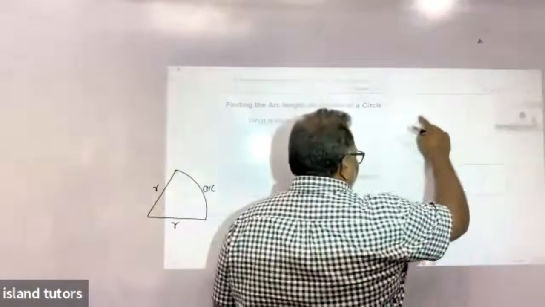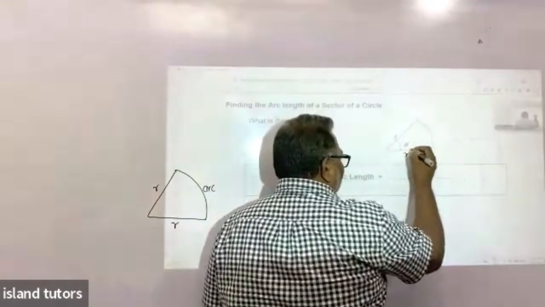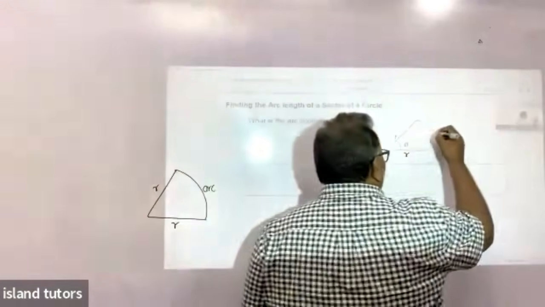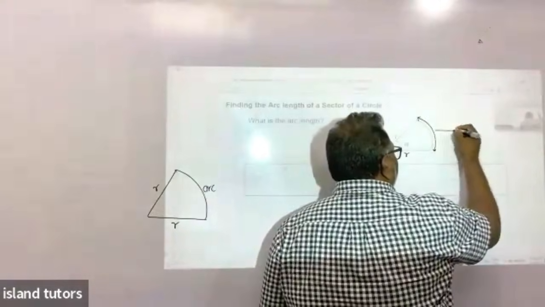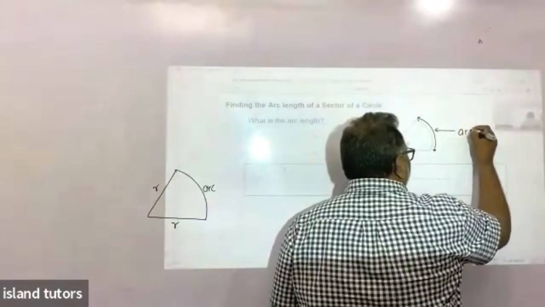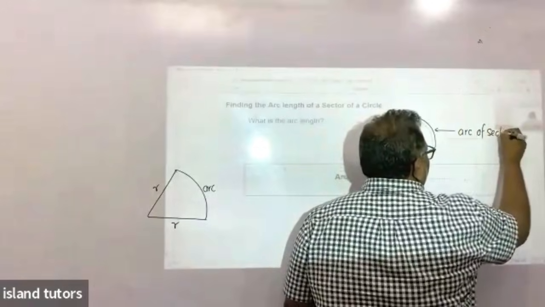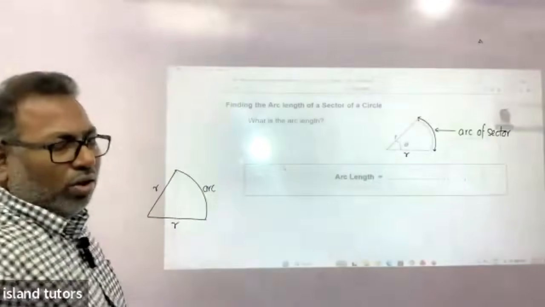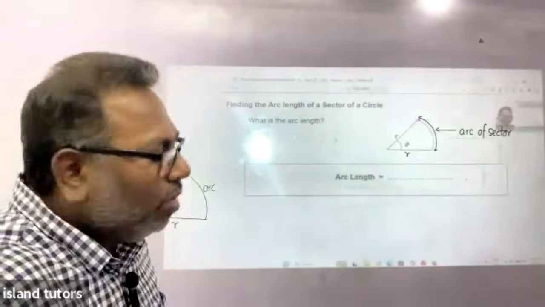So you have a figure like this given, with the angle at the center. This is R, this is also R. This part we know is called the arc of the sector. I want you to write this down: arc of sector. Right? Arc of sector.